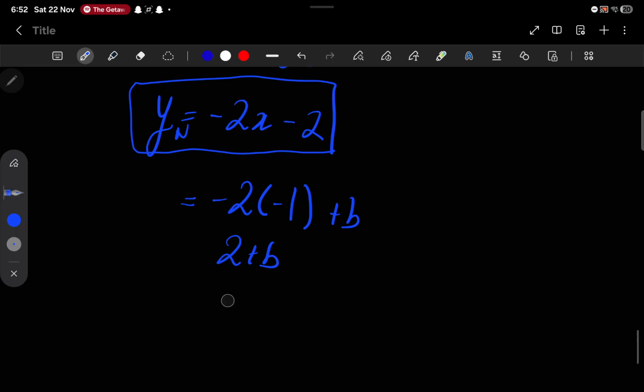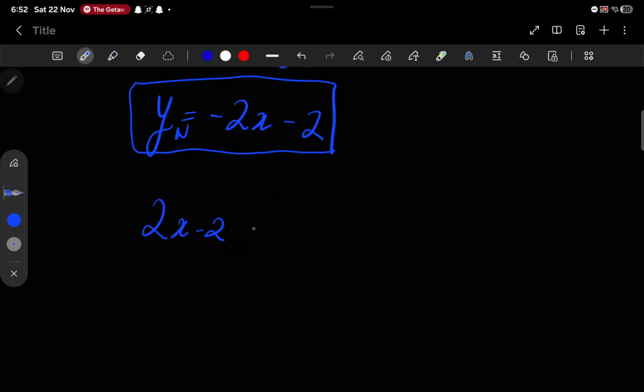So what do you do now? You set them equal to each other. Negative 2x minus 2 equals 0.5x. Take 0.5 to the other side, and you'll get 2.5x is equal to minus 2. x is equal to negative 0.8.